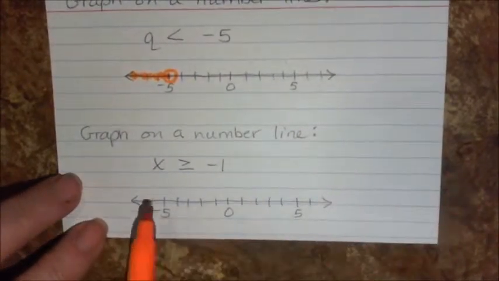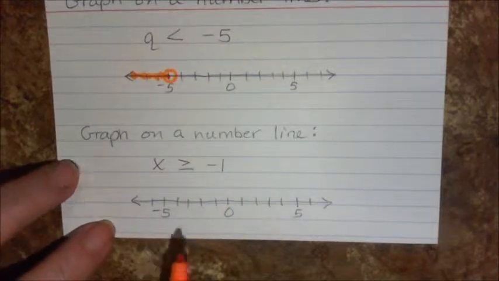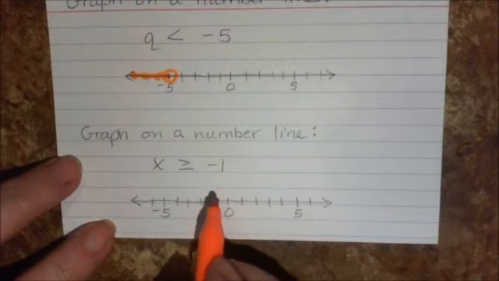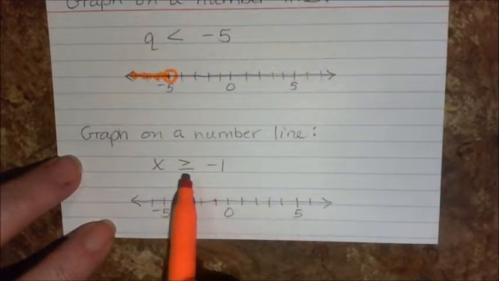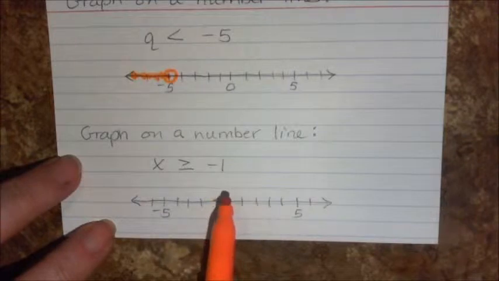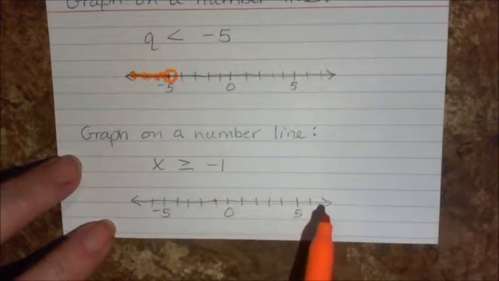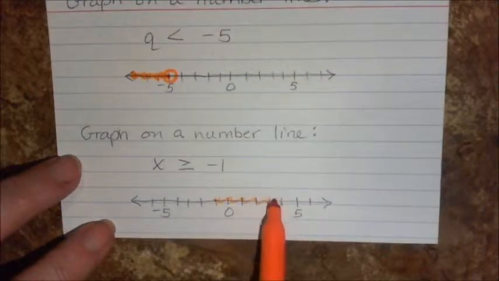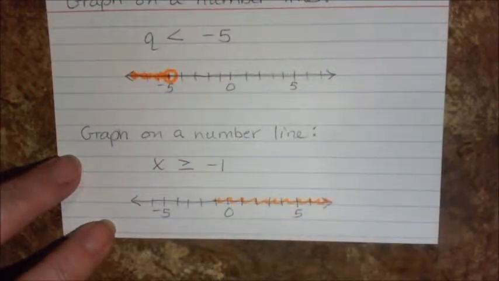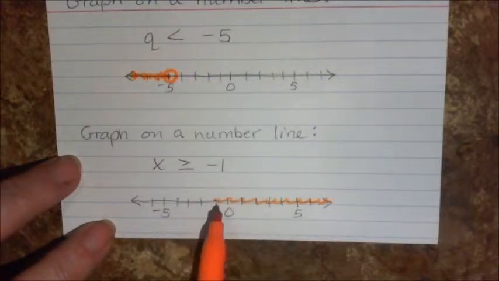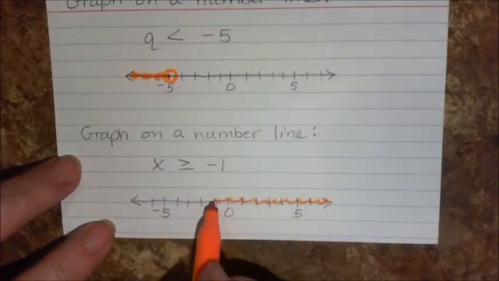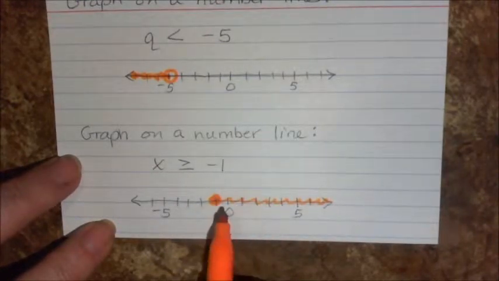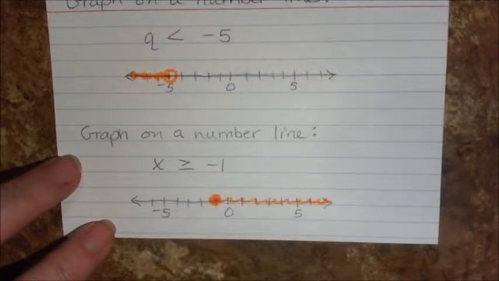Okay, let's look at this next one. x is greater than or equal to -1. So first we find our marker number, -1. Here's 0, so this would be -1. Greater than means to the right of, so we would be shading to the right of -1. And do we include -1? Yes, because of the or equal to, that point makes it true. So -1 shaded to the right, including -1.